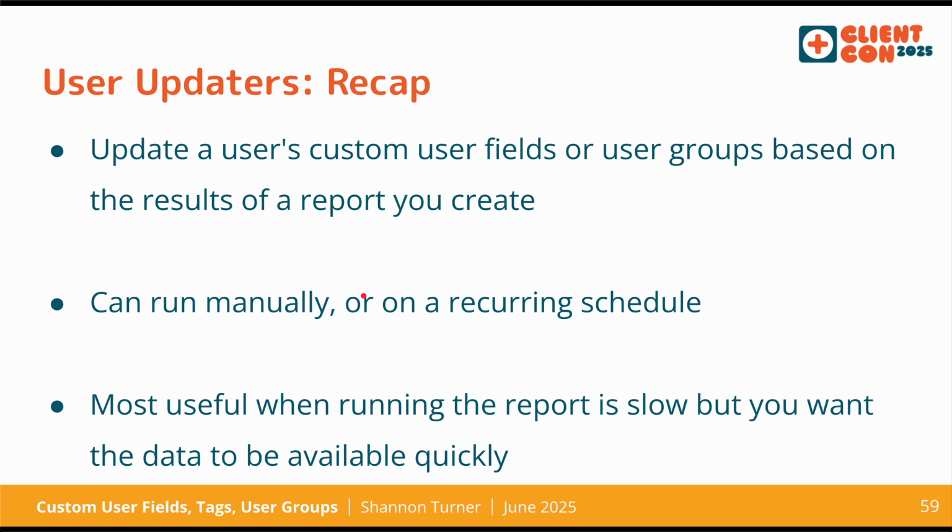So to quickly recap, you can update a user's custom user fields based on the results of a report that you create, and then keep that data up to date on a schedule. This is really helpful when calculating this data would take a really long time. So for instance, if you're getting the personal open rates of all of your users, but you want the data available on demand. This can also be really useful when you want the data available to personalize your pages and your mailings, which we'll see next.